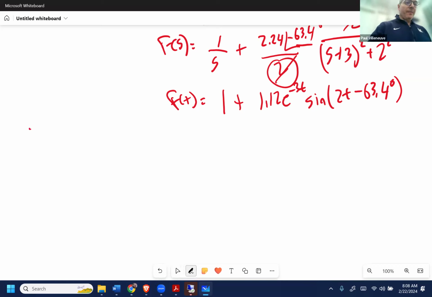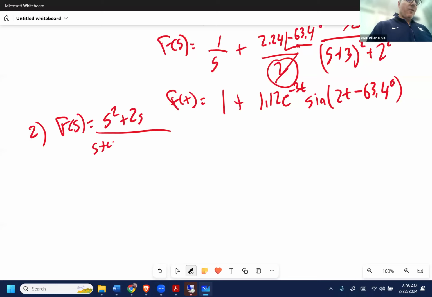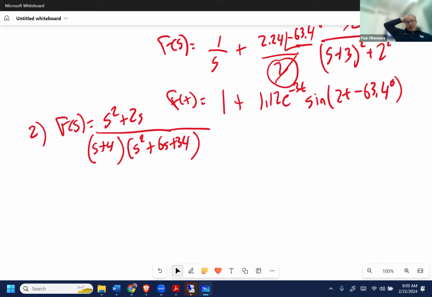Okay, number 2. F of s is equal to s squared plus 2s all over s plus 4 times s squared plus 6s plus 34. Draw the pole-zero map. So the thing you need to do is solve for the roots, both in the numerator and the denominator. So we have to do a little bit of math. We know that this is s times s plus 2, so that's already factored as much as we can.